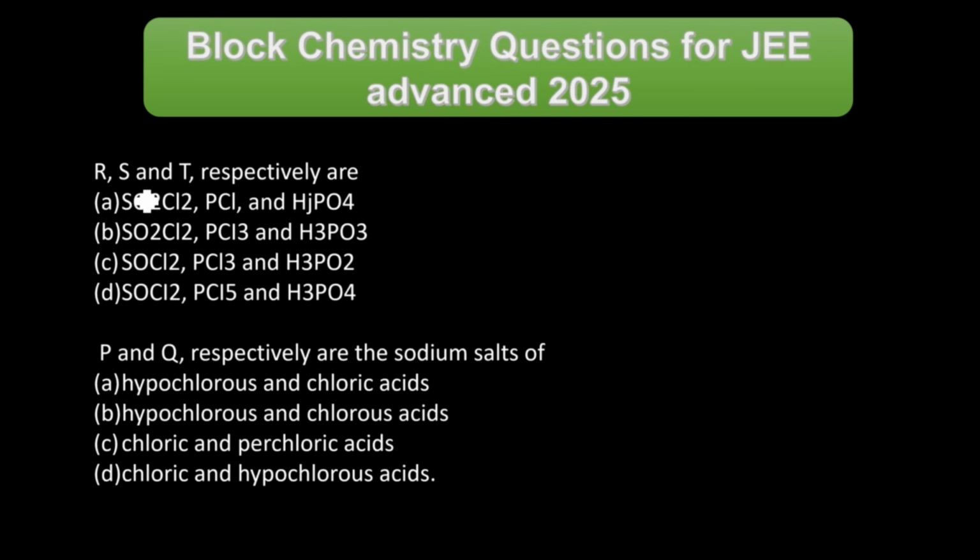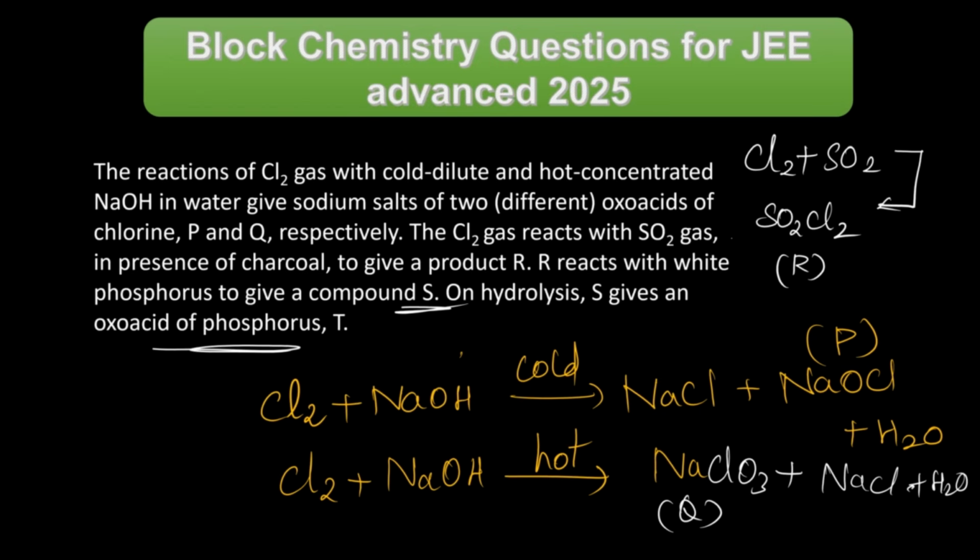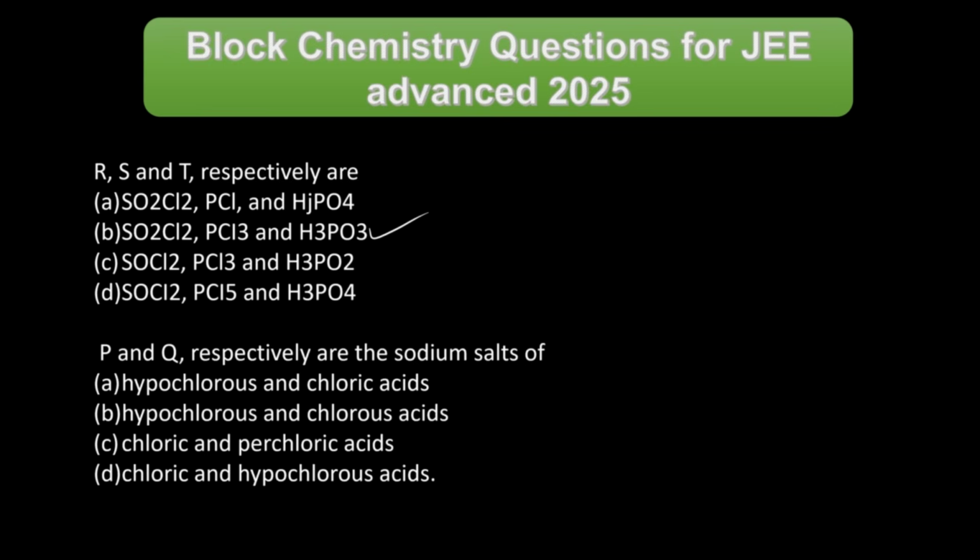Okay, let's solve the question. R, S and T respectively are: R is thionyl chloride, S is PCl3 and T is H3PO3. And P and Q, what are P and Q? Respectively they are the sodium salts of hypochlorous and chloric acids. P is NaOCl and Q is NaClO3. This is ClO3 minus and this is OCl minus.